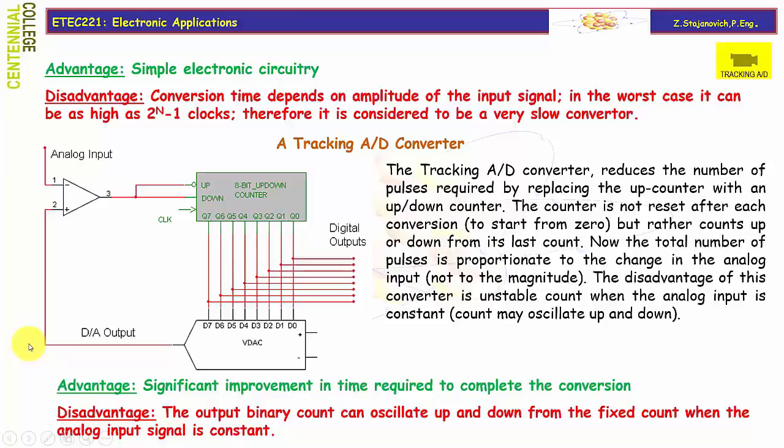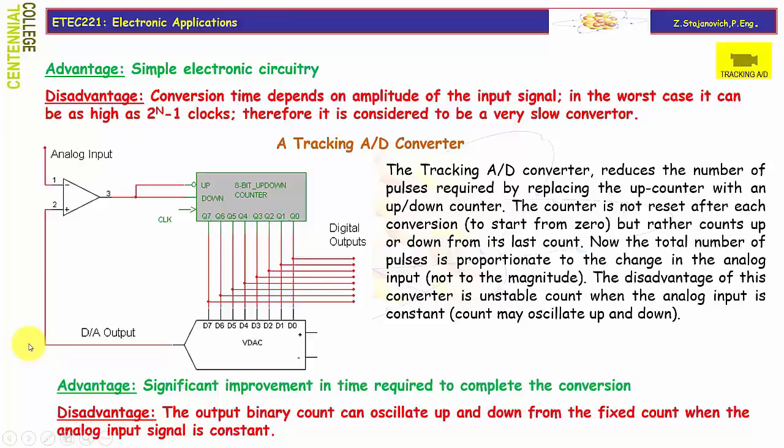Now, an improvement of that counter type comes in the form of a tracking analog to digital converter. The tracking analog to digital converter reduces the number of pulses required by replacing the up counter, like in the previous case, with an up-down counter. The counter is not reset after each conversion. I mean, it doesn't start conversion from 0, but rather counts up or down from its last count. Now, the total number of pulses is proportionate to the change in the analog input, not to the magnitude.